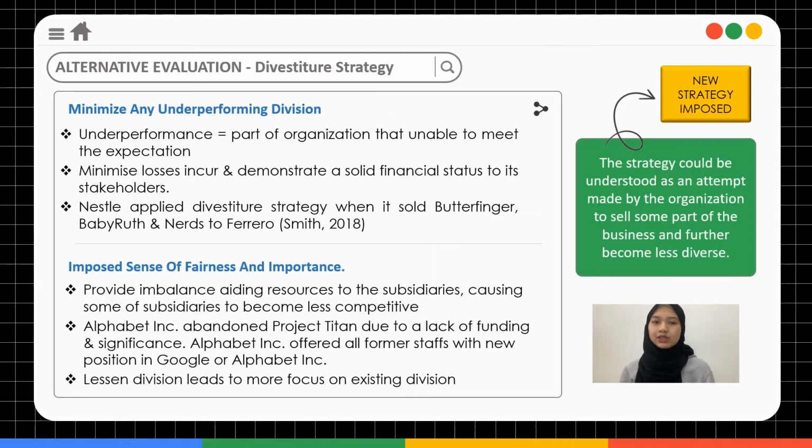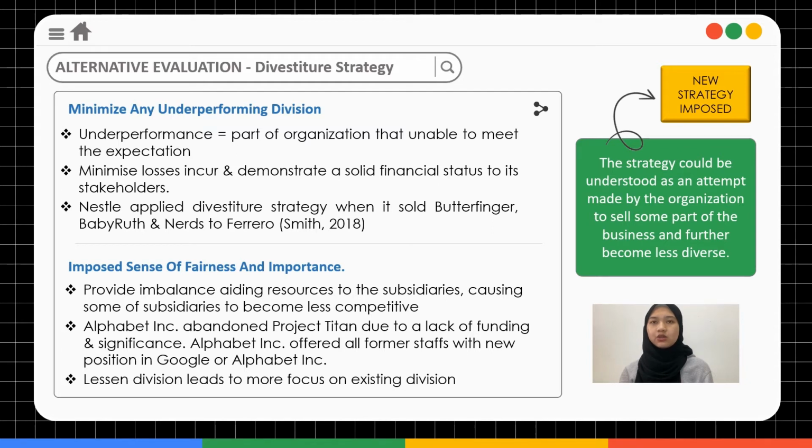The last strategy evaluation is for diverse teacher strategy. This strategy could be understood as an attempt made by the organization to sell some part of the businesses and further become less diverse. The first evaluation for this strategy is that Alphabet Inc. shall minimize any underperforming division found in the associated organization.